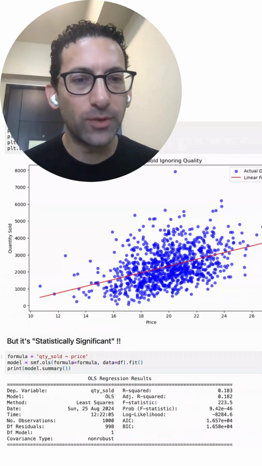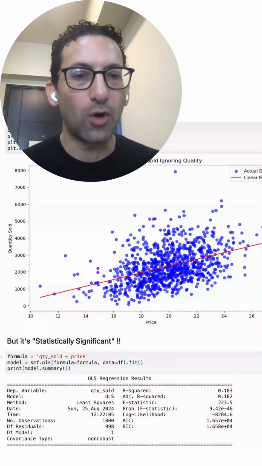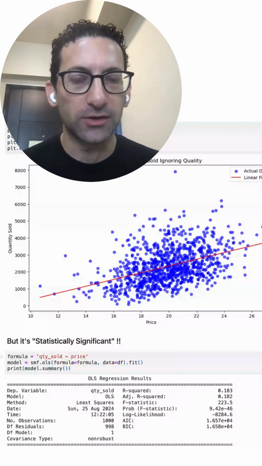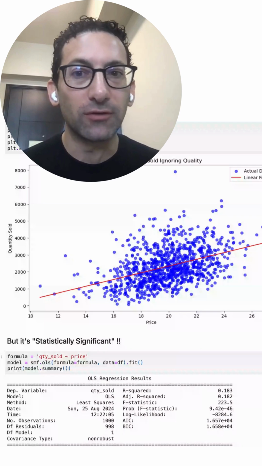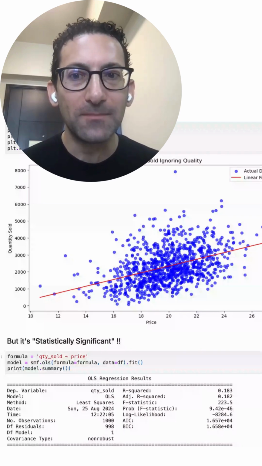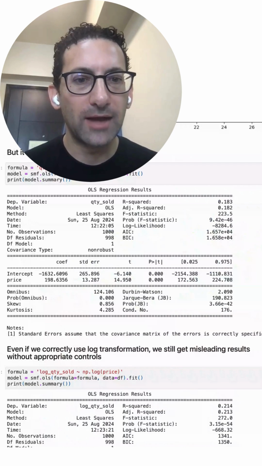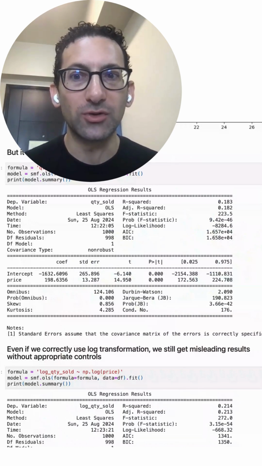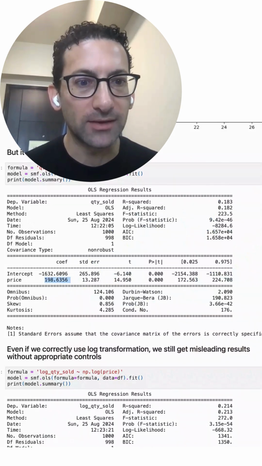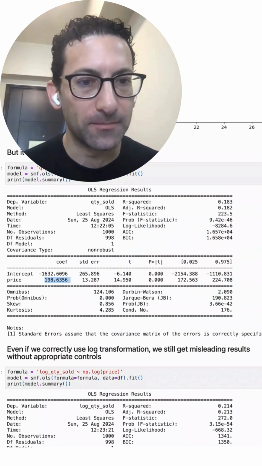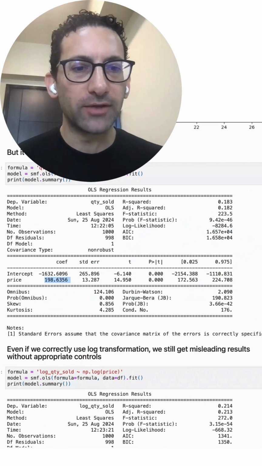But now what happens if we ignore quality? So we plot price versus quantity sold for all the products, mixing in products of varying different quality levels. And we see the relationship actually reverses. There actually looks like for higher priced items, more is sold. And if you run a simple regression of the quantity sold on price, you will get a positive impact. And it's statistically significant.